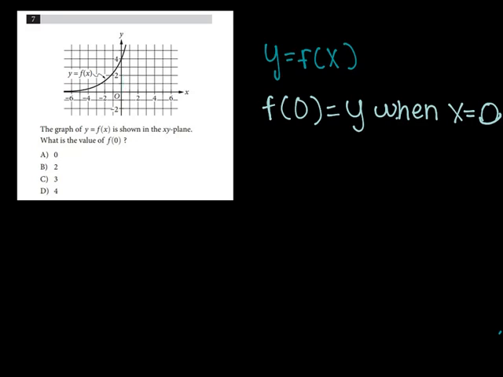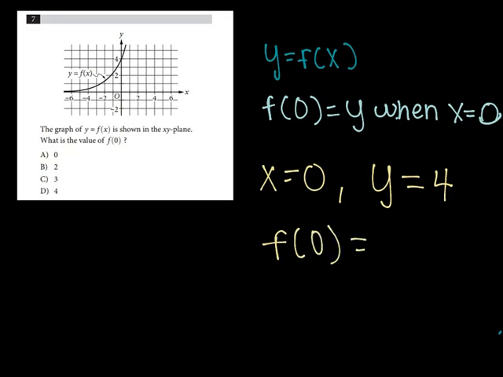So let's see where the graph touches where x is equal to 0. So we see that the graph touches x equals 0 at the point 0, 4. So when x equals 0, y equals 4. Therefore, f of 0 equals 4. From this, we have our answer as D, 4.